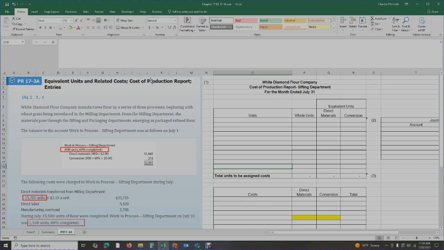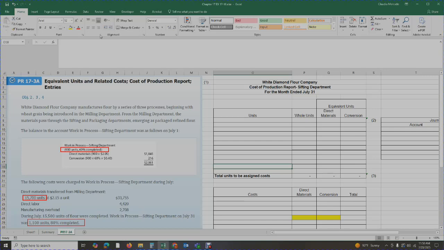The following costs were charged to the work in process of the sifting department during the month of July. We have direct materials that were transferred from the milling department. We've got 15,700 units at $215 a unit. That gives me 33,755. We've got direct labor of 4,420, and manufacturing overhead of 2,708. During July, 15,500 units of flour were completed. Work in process in the sifting department as of the end of July was 1,100 units, which were 80% completed.